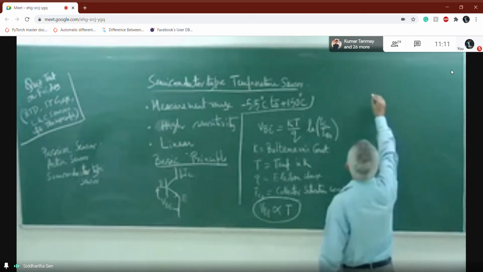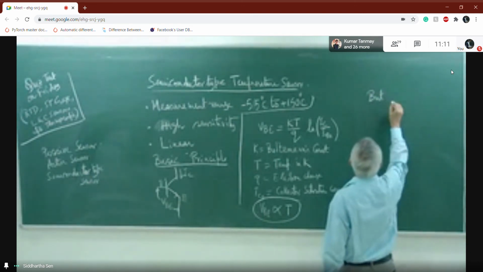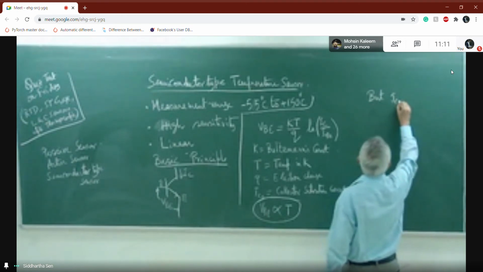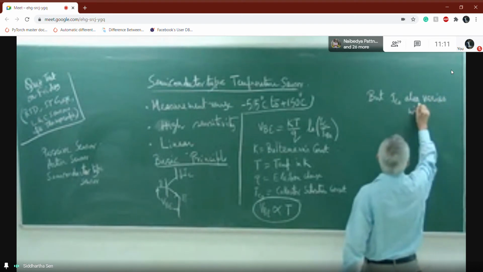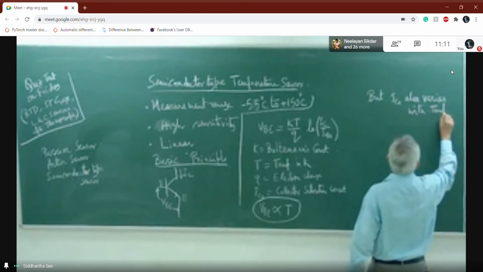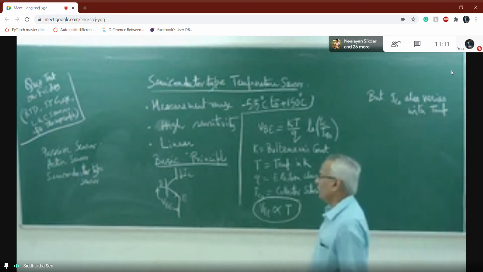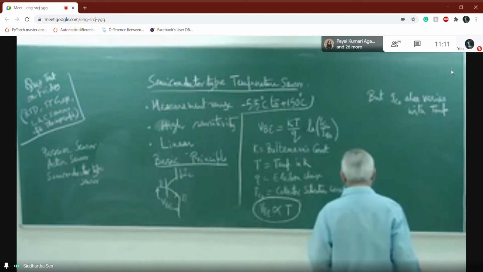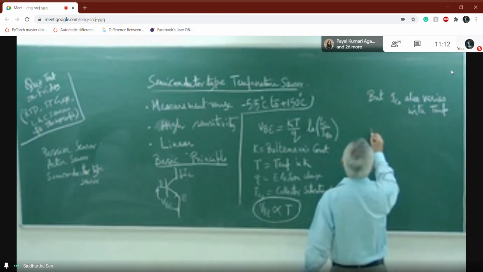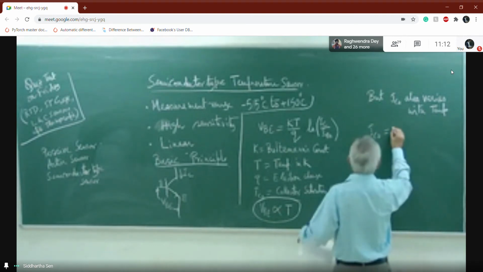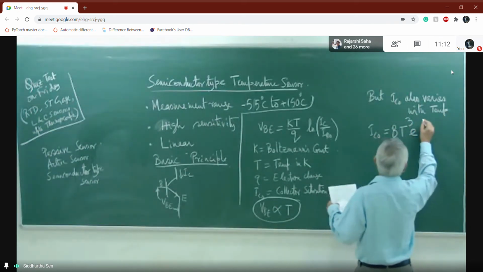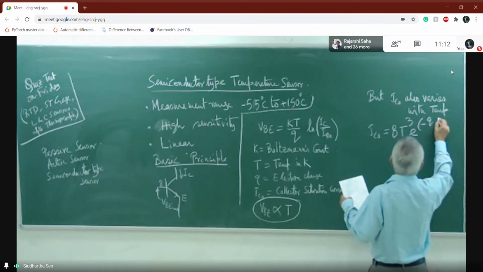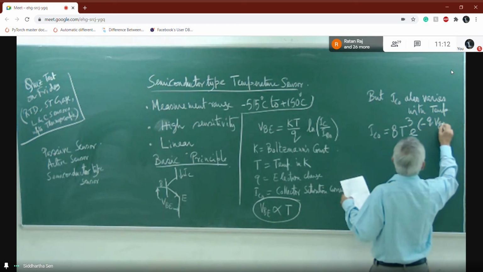But there is a problem: it's not absolutely linear because this IC0 also varies with temperature, and that too in a non-linear fashion. You can say that this IC0 is equal to B into T cubed into e to the power minus q Vg0 divided by kT.